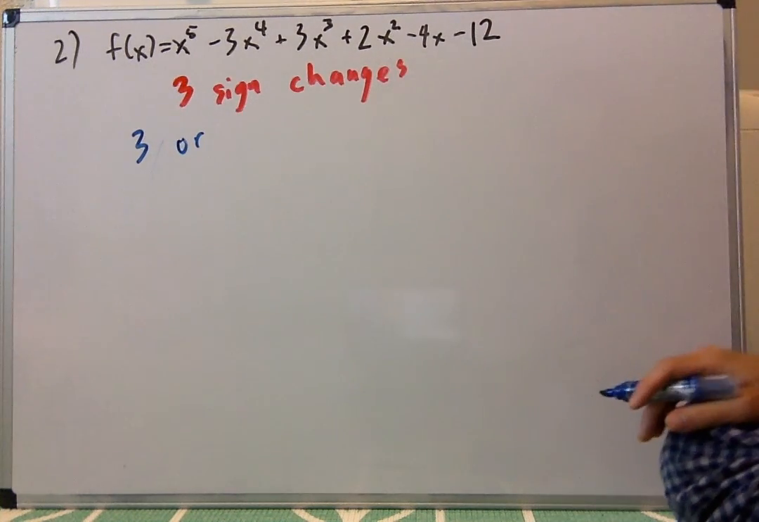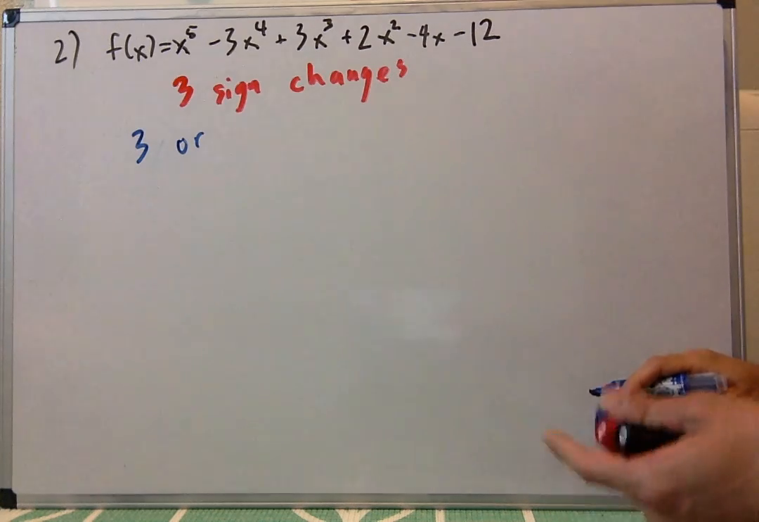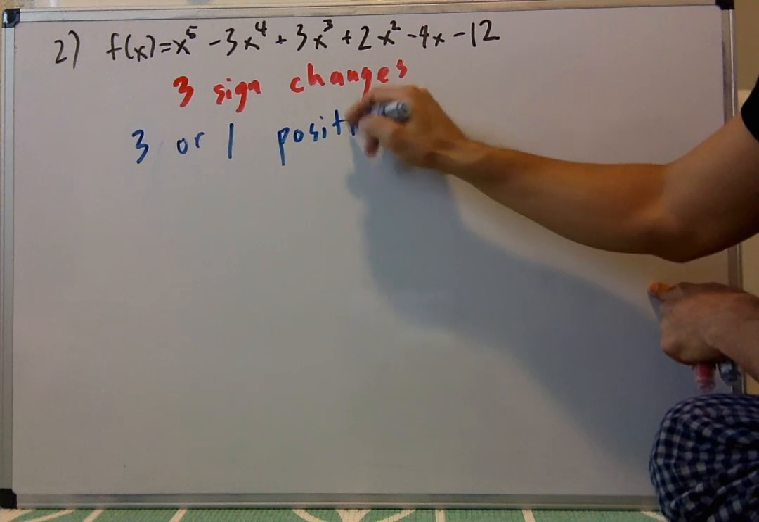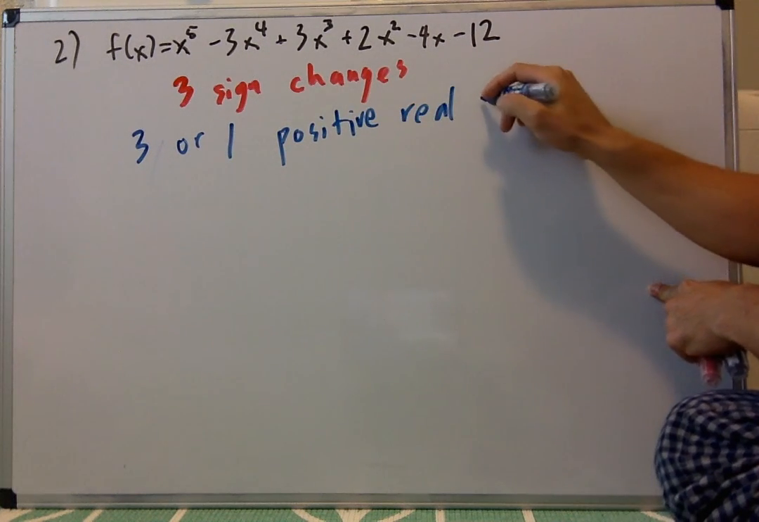Oh, I'm sorry. No, what am I talking about? 3 or subtracted by even numbers. 3 or 1. Positive real roots.